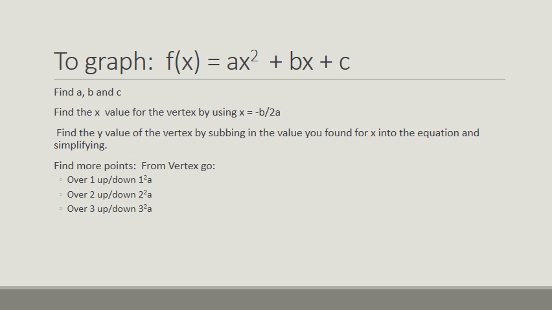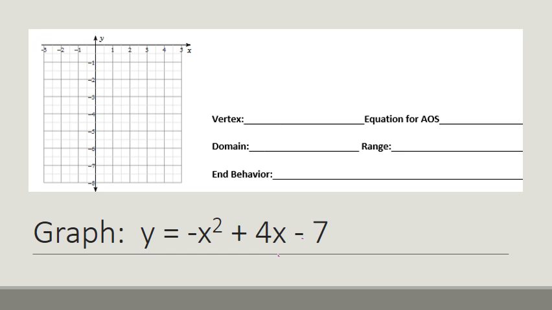So to graph, we're going to find a, b, and c, find the value of x using x equals negative b over 2a. And we're going to sub in and find a vertex, and then we're going to graph like we did in vertex form, finding other points. In this example, a is negative 1, because remember, we always have a number in front of the coefficient. If it isn't there, it's 1 or negative 1. Our b is 4, and our c is negative 7.